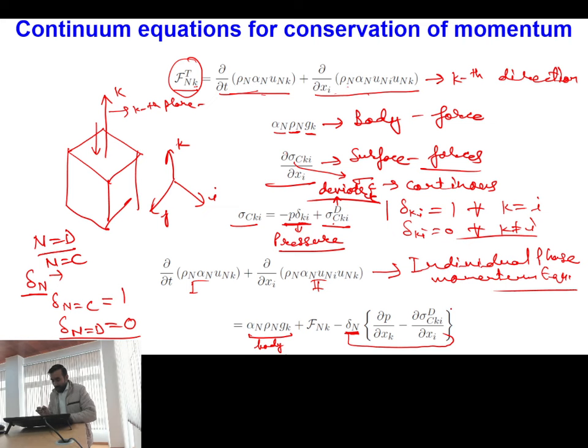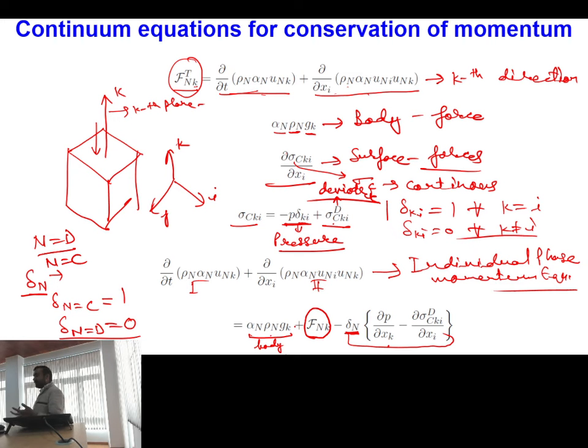Okay. Now this term over here, you can see this is one additional term, Fn. What is the meaning of this Fn term? If you talk about a single phase momentum equation, this term and this term are sufficient. In single phase momentum equation, what do we do? We consider the body force and we consider all the forces at the surface of the control volume. But we don't consider any other force acting on the body.